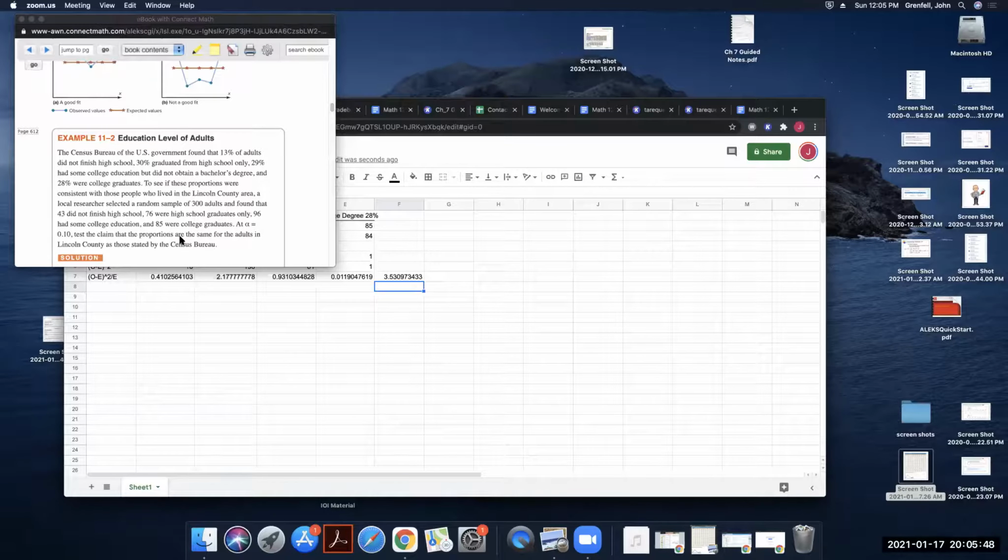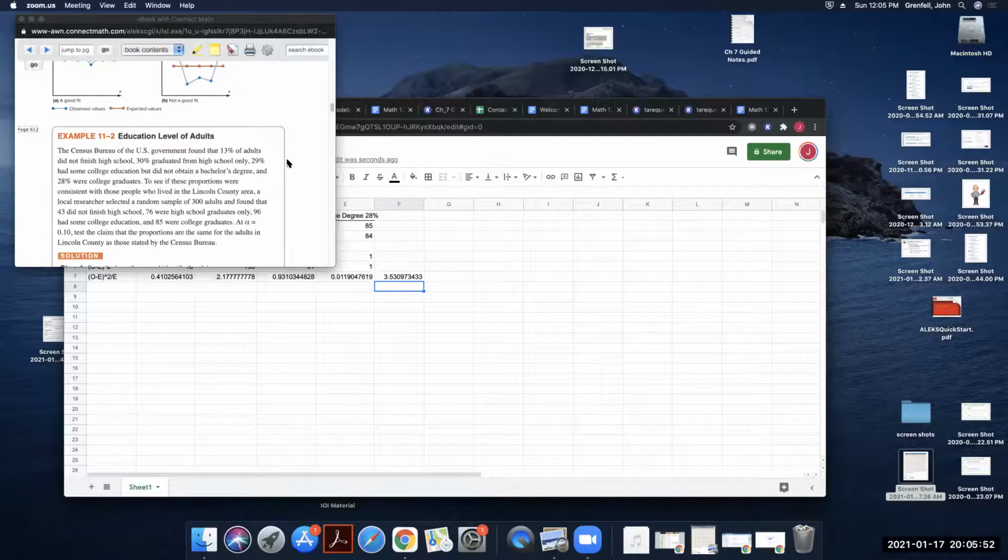And here we have the problem that we're working on. This was example 11-2. And I mentioned in the previous video, unless I can stitch these together, that I had done all of step 3, and we calculated this test statistic here, all right? But I skipped steps 1 and 2, which are very important, of course.